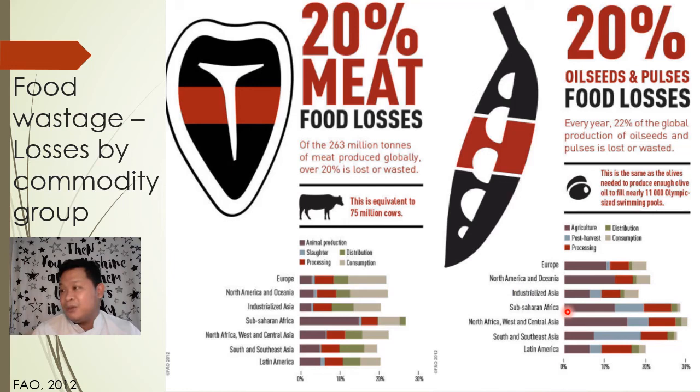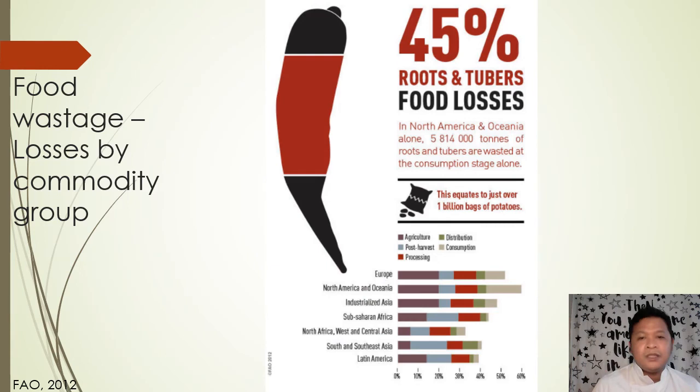Of note then to look is the losses during processing. So since we're studying food processing, hopefully we could deal with that too in the future. Okay, lastly we have roots and tubers. The losses are pegged at around 45%. So yung ating mga patatas at kamote mostly. This accounts for around the equivalent of 1 billion bags of potato chips. So who doesn't like potato chips?